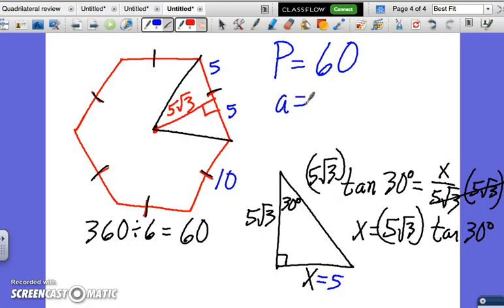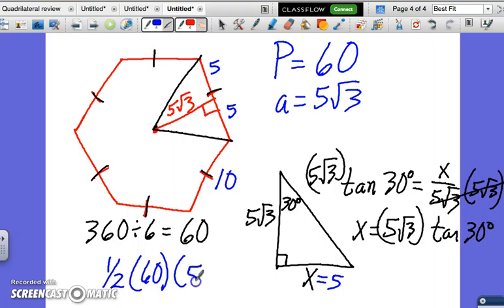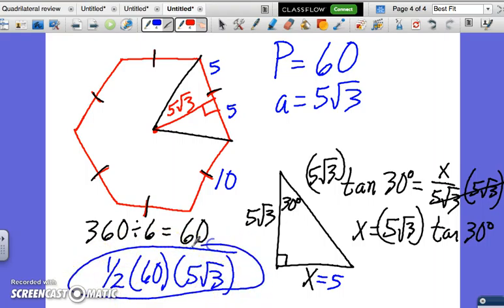The apothem is 5 root 3. So plug it into our formula. 1/2 the perimeter 60 times the apothem, 5 root 3. Get your answer in the calculator. All right, so there's a quick run through of this one.